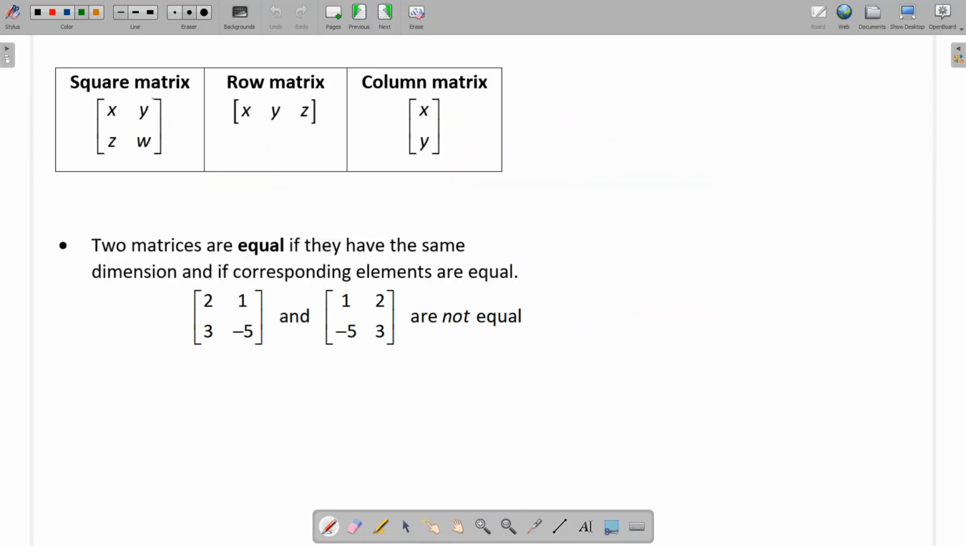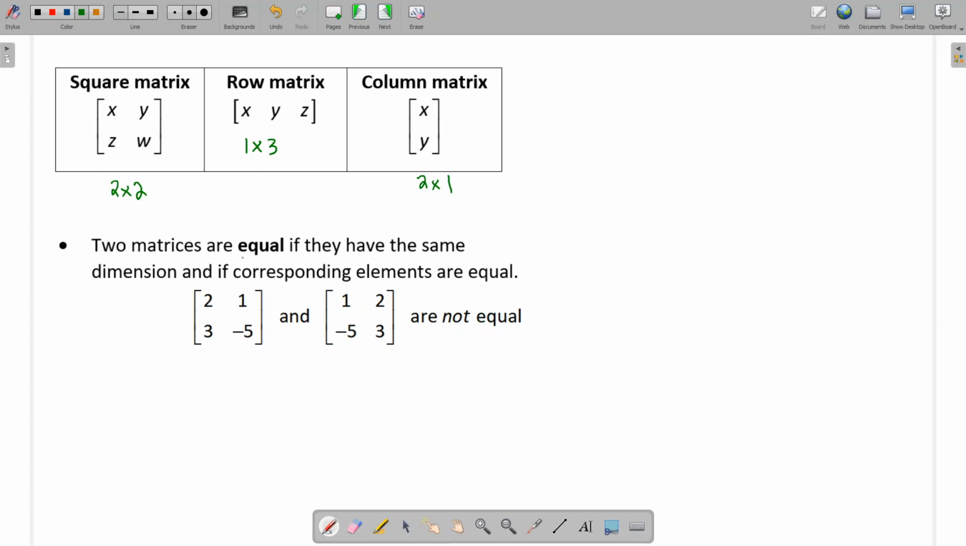Some special types of matrices that we have. First one is a square matrix. A square matrix is simply when the number of rows is equal to the number of columns. So you could have any size of a square matrix. This is a 2 by 2 square matrix, but they can be as large as you need. Then a row matrix is simply a matrix that has only one row, but it could have as many columns as you need. So this would be a 1 by 3 matrix, one row but 3 columns. And then a column matrix, same idea, but has a single column but could have multiple rows. So this would be a 2 by 1, 2 rows but only one column.